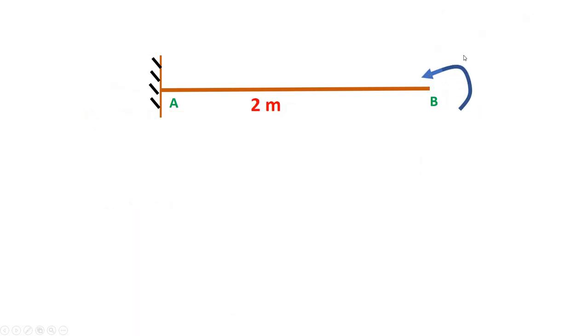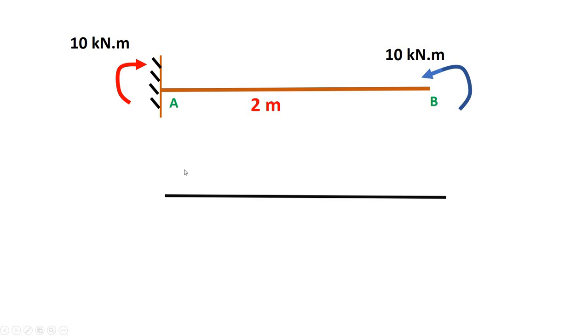Now let us apply a moment over here at B, 10 kilonewton meter. We don't have any shear, only moment, right? If the anti-clockwise moment is over here, then the resistive moment will be clockwise. So 10 anti-clockwise, 10 clockwise, right? Now let us draw the shear force.